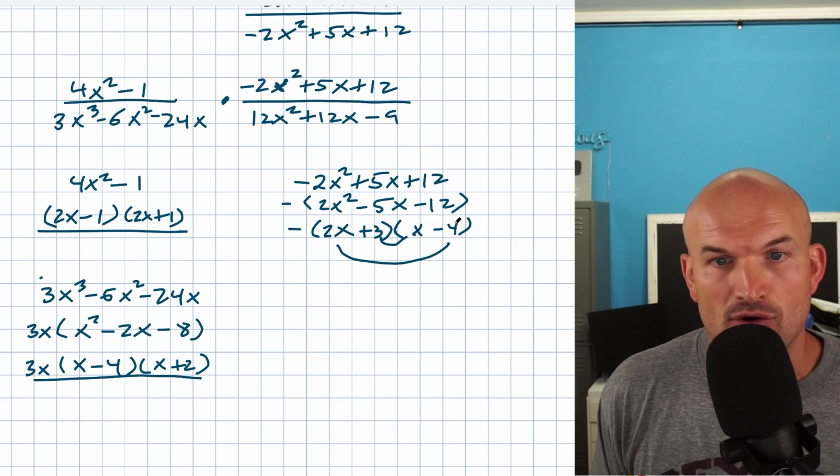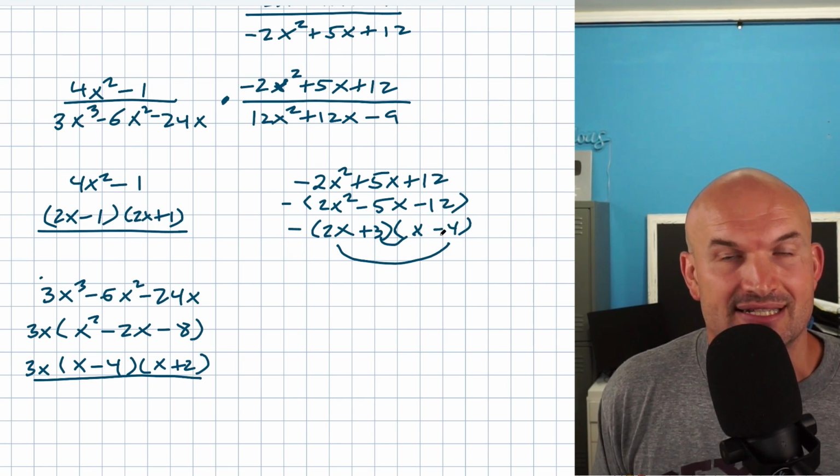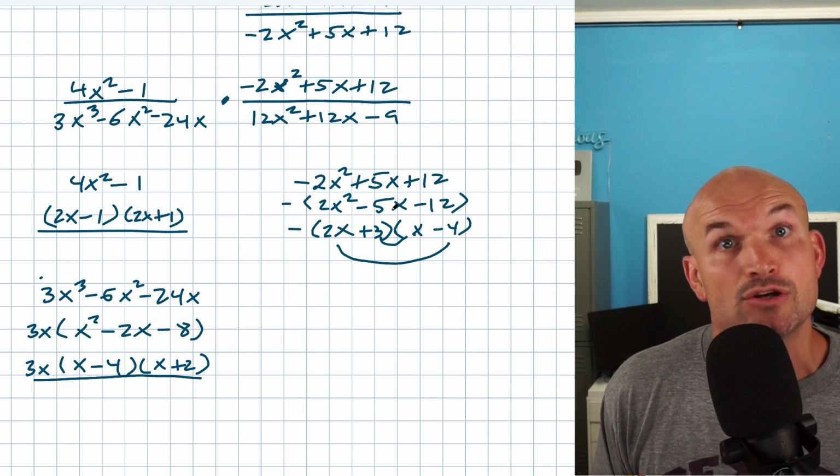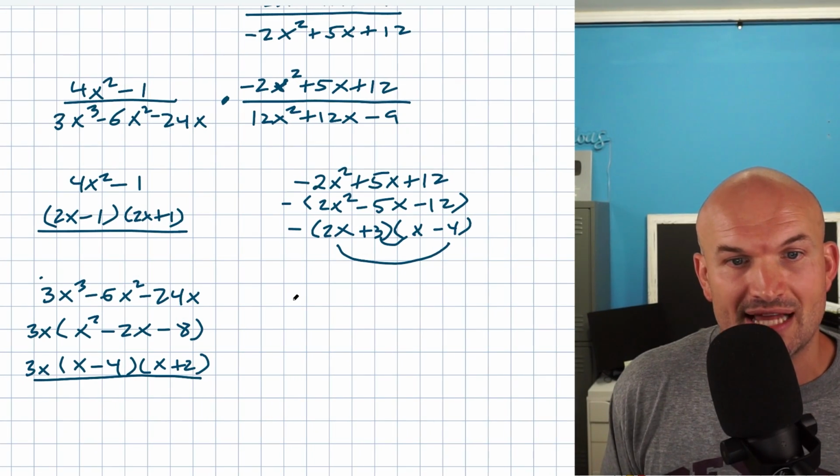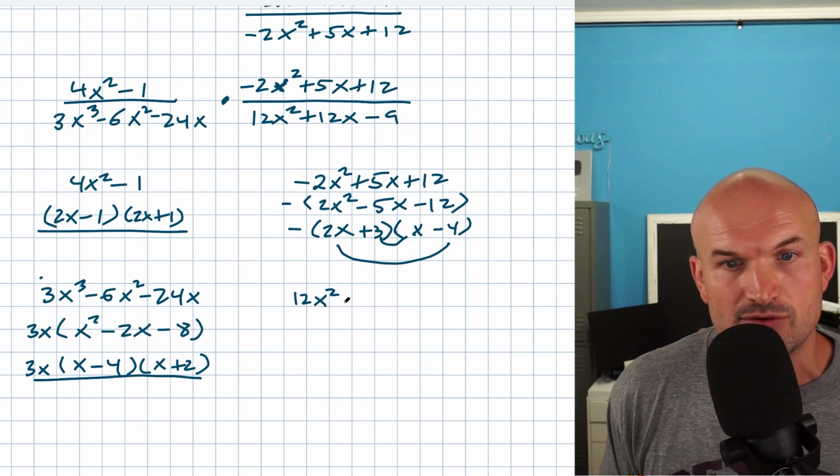We have 3 times 4 is a -12. Yes, 3 times x is a 3x. 2x times -4 is a -8x. -8x plus 3x is a -5x. We're good to go. Okay, so now let's go and look at our last denominator, which is a 12x squared. So that's going to be my final answer, plus a 12x minus 9.